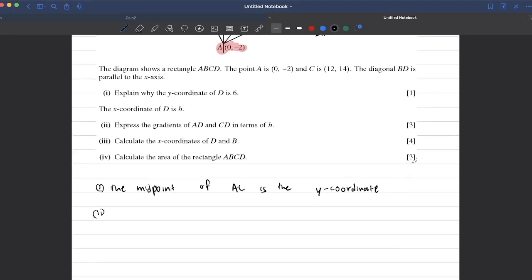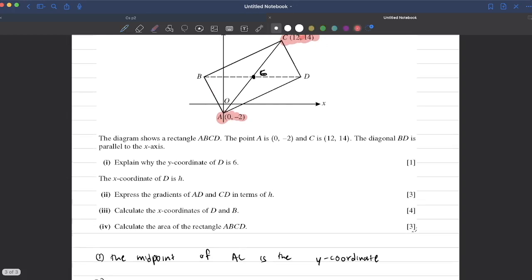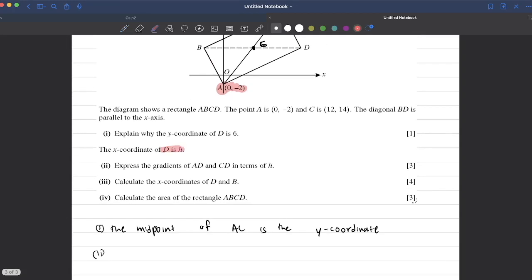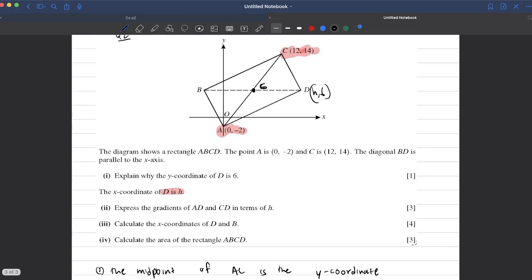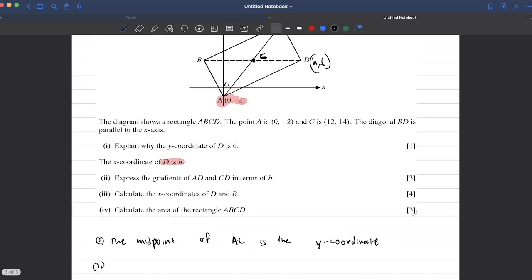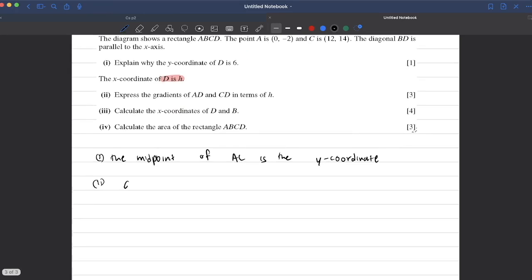Let's go to II. Now let's read II. II says the x coordinate of D is h. So for h we have h, 6, right? So we have 6 because of this, because it's parallel. So h, 6, we have the coordinates of D. We don't have the coordinates of B. It's telling us to express the gradient of AD and CD in terms of h. So let's do the gradient of AD first.